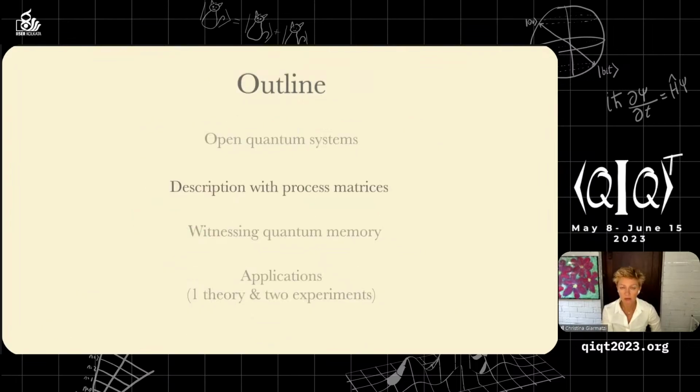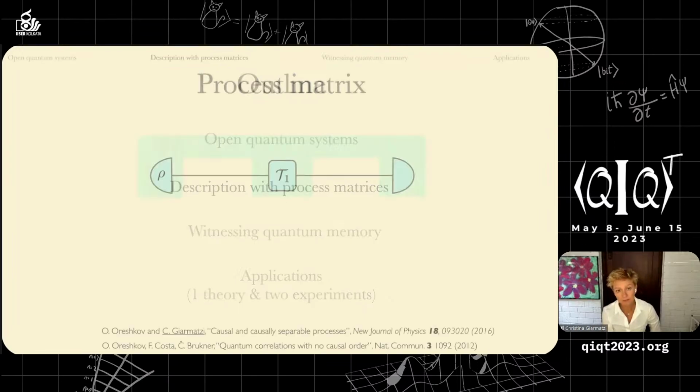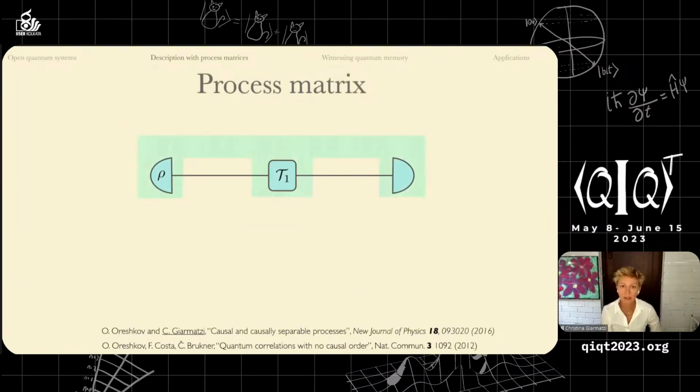And here we go now to the next section, how to describe these open quantum systems, these quantum processes in time, with process matrices. So what is a process matrix? Here it's a simple process. You have the preparation of the state, you apply some operation, and then you measure the state. I put that thing that looks like a comb. This is the process. This is what happens.